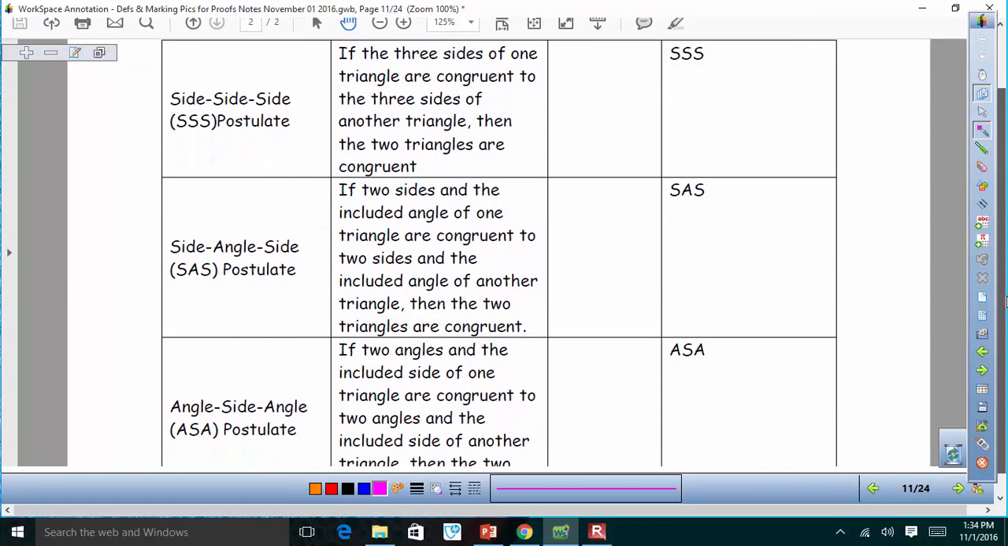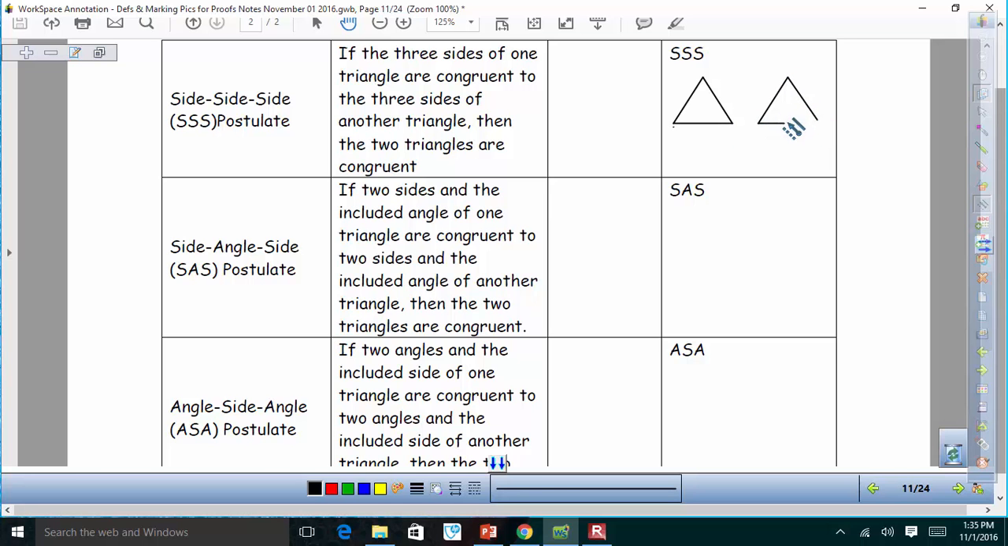Okay. Now, this is what we've just been going over the past couple days. So we're just going to draw in some pictures. So for side, side, side, we'd have two triangles with all the corresponding sides congruent. So this side and this side would be congruent. This side and this side would be congruent. And this side and this side would be congruent. Okay?